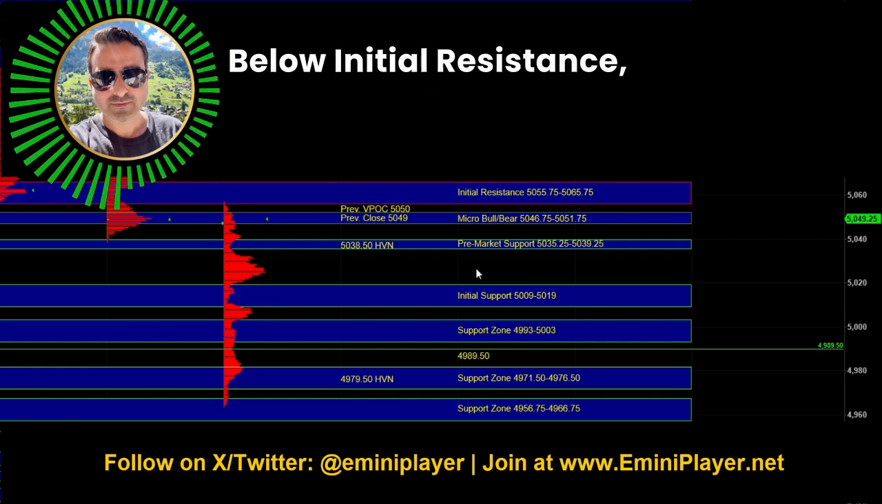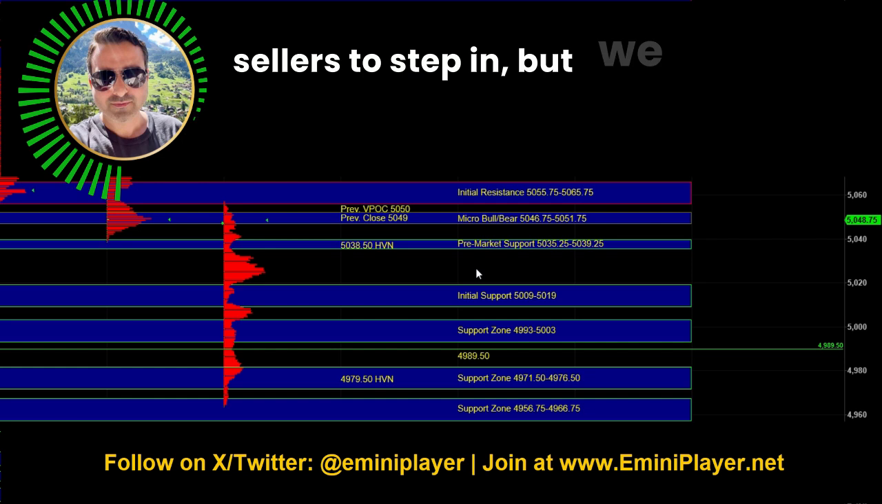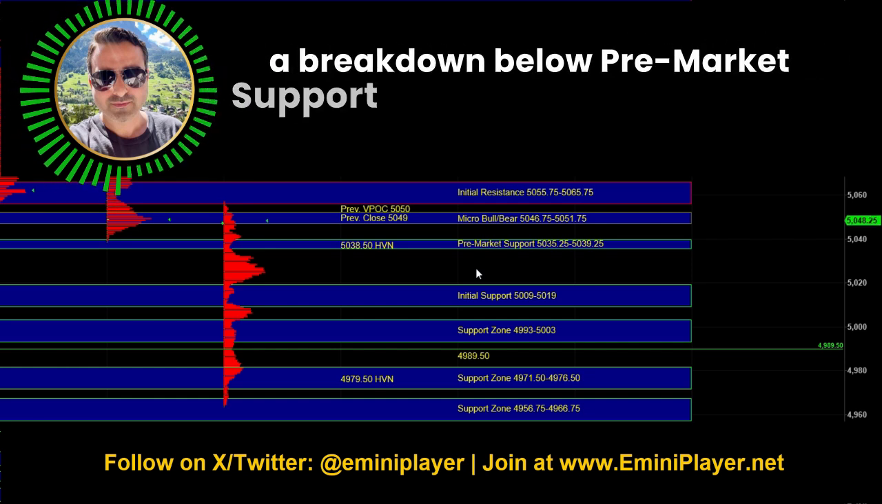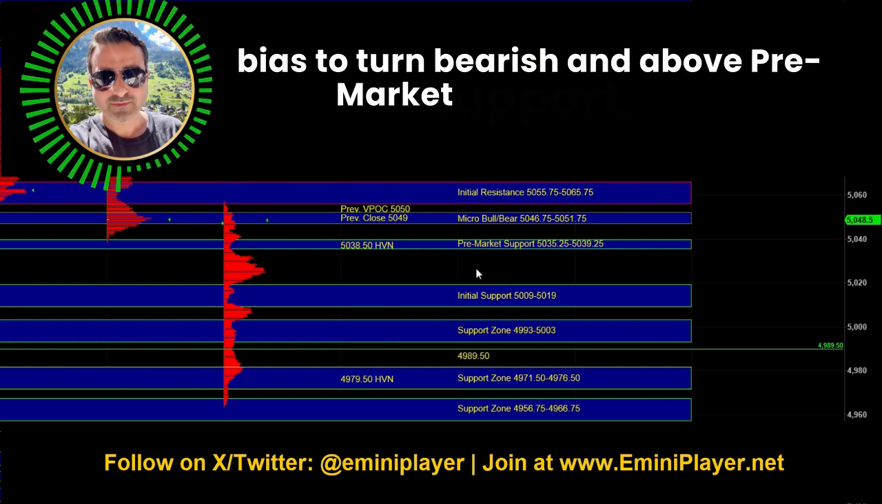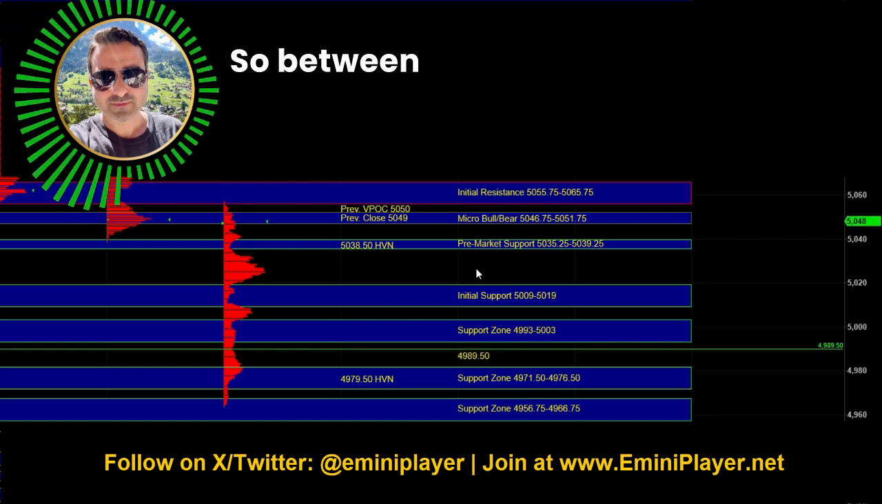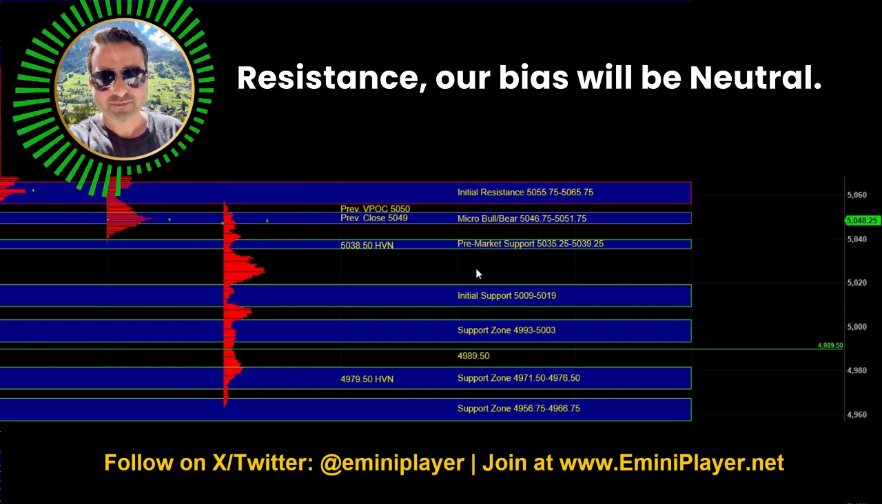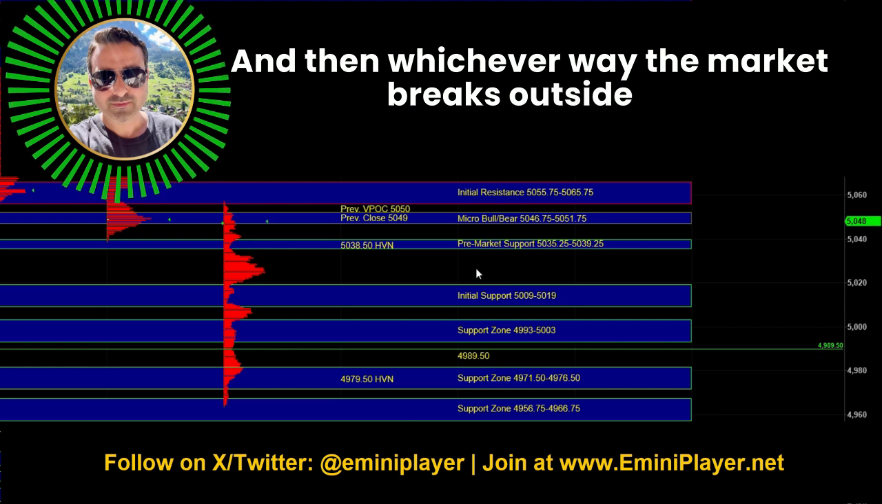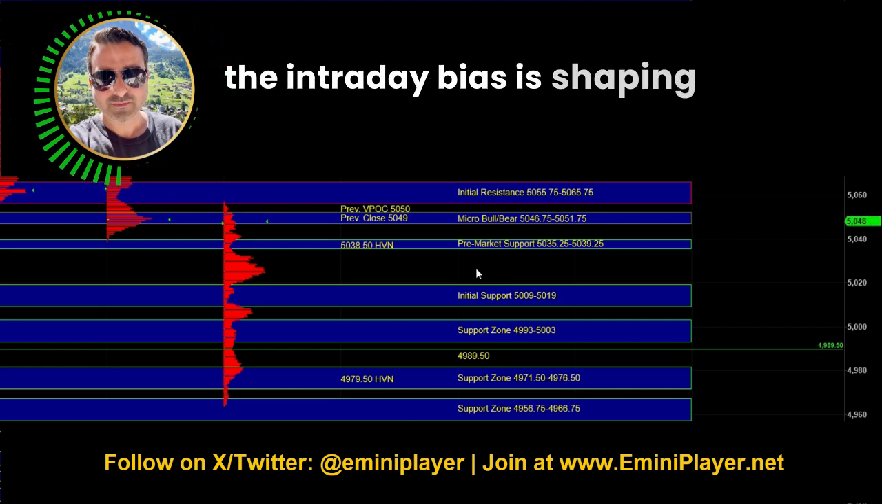Below initial resistance, there would still be the potential for sellers to step in, but we would need to see a breakdown below pre-market support in order for our intraday bias to turn bearish, and above pre-market support, there is still potential for buyers to step in. So between pre-market support and initial resistance, our bias will be neutral, and then whichever way the market breaks outside of those zones is going to help us determine what the intraday bias is shaping up to be.